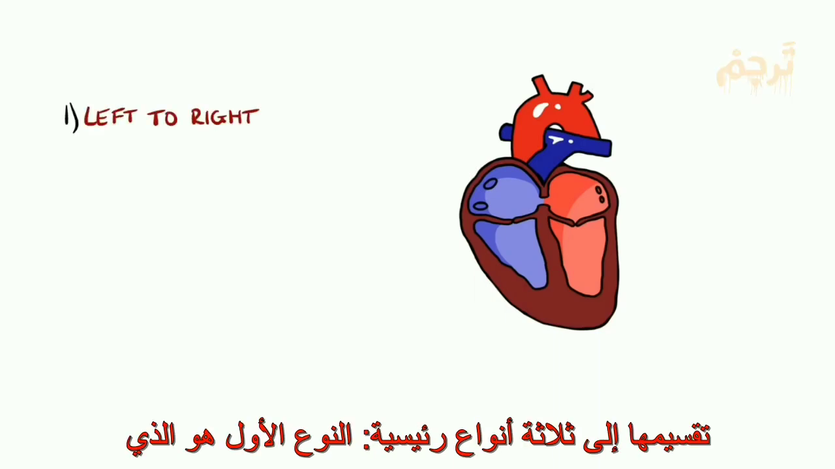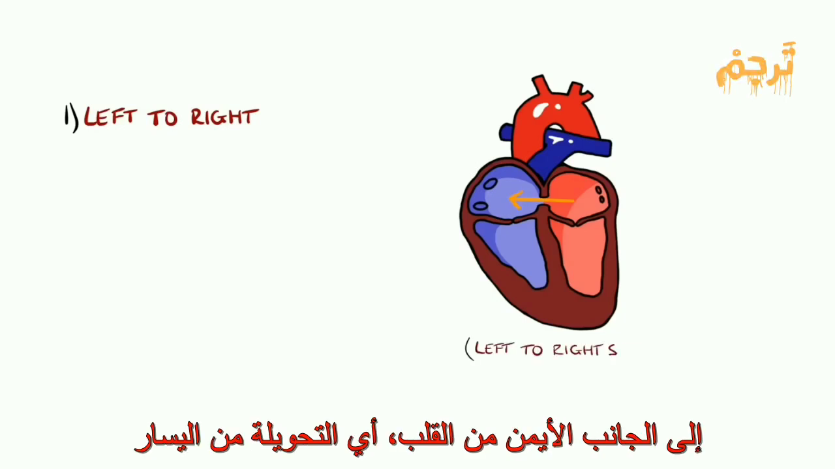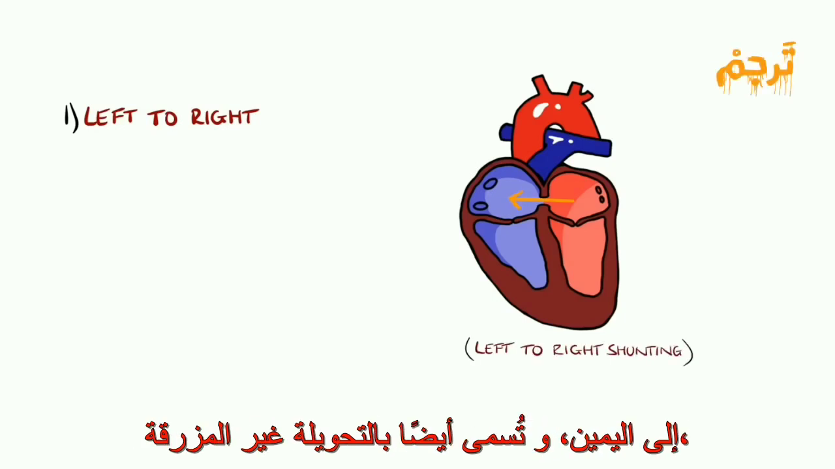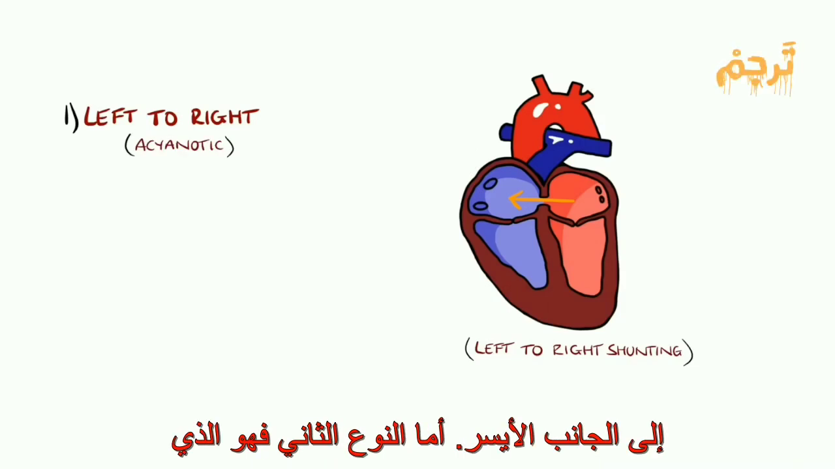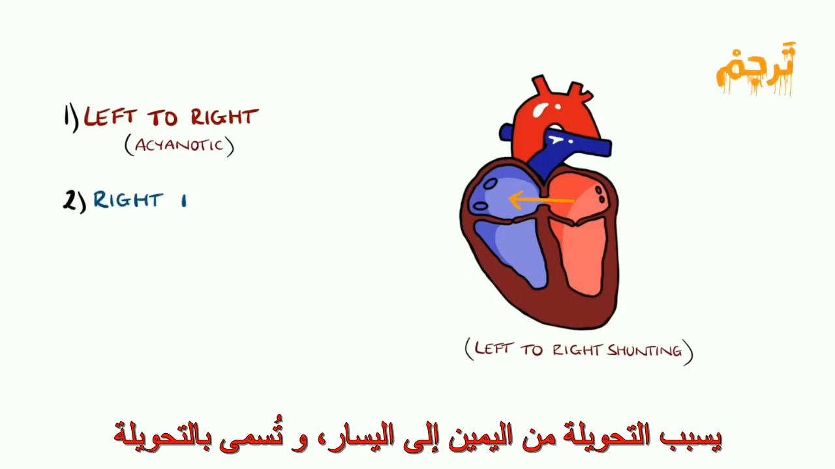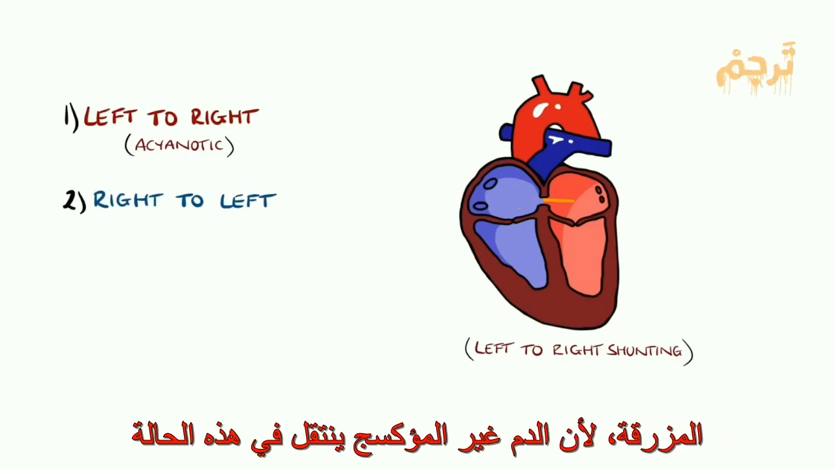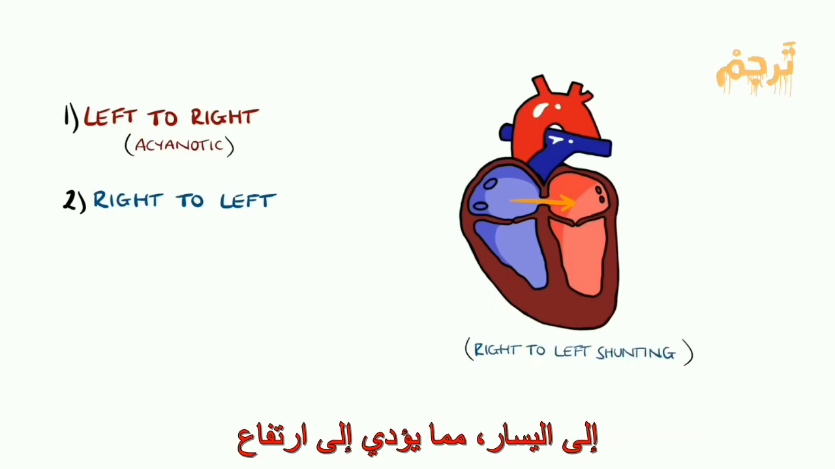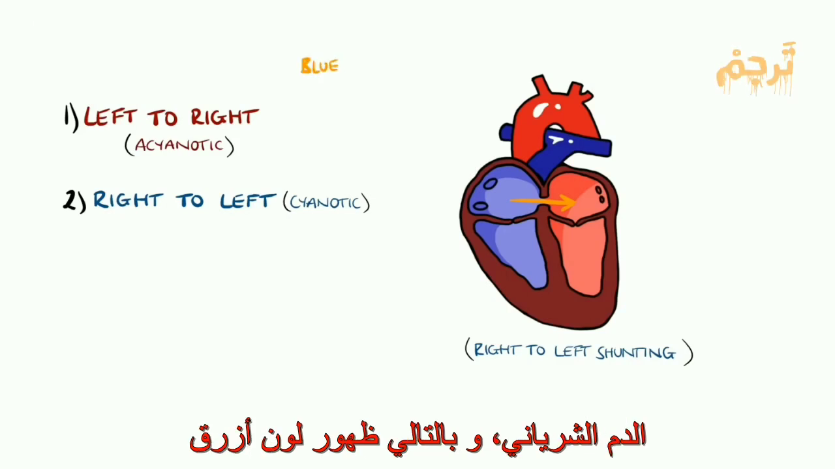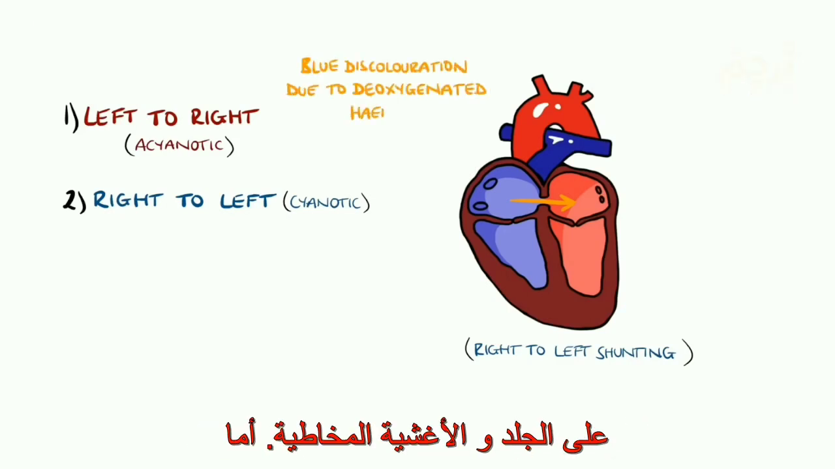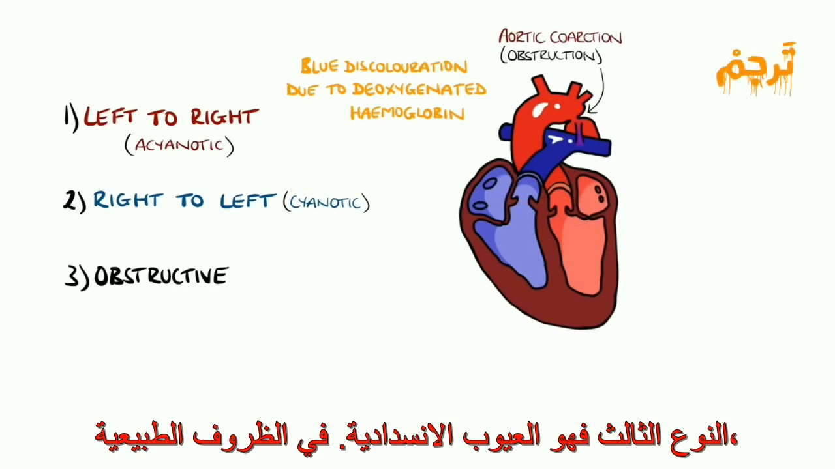main types. Those causing movement of blood from the left to the right side of the heart, so left to right shunting, also termed acyanotic, as deoxygenated blood does not cross to the left side, and those that cause right to left shunting, called cyanotic, because this time deoxygenated blood does move to the left, causing high amounts of deoxygenated hemoglobin in the arterial blood, and therefore a blue discoloration to the skin and mucous membranes. Obstructive defects are the third type.